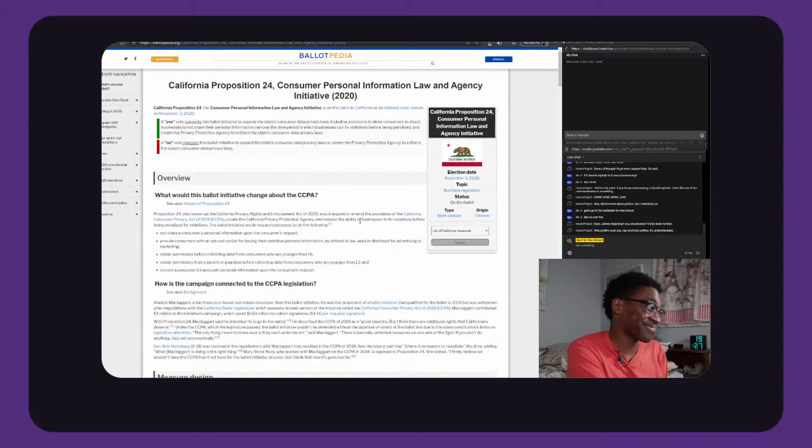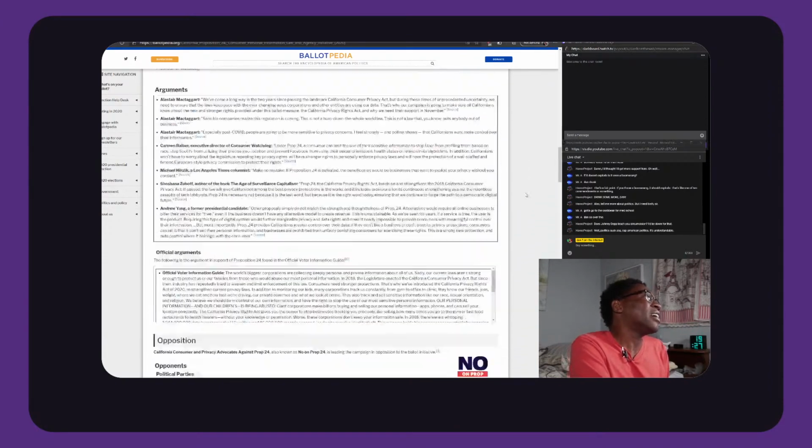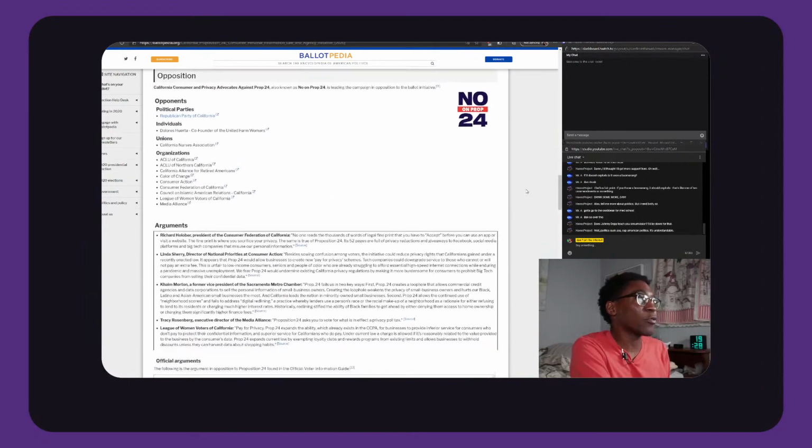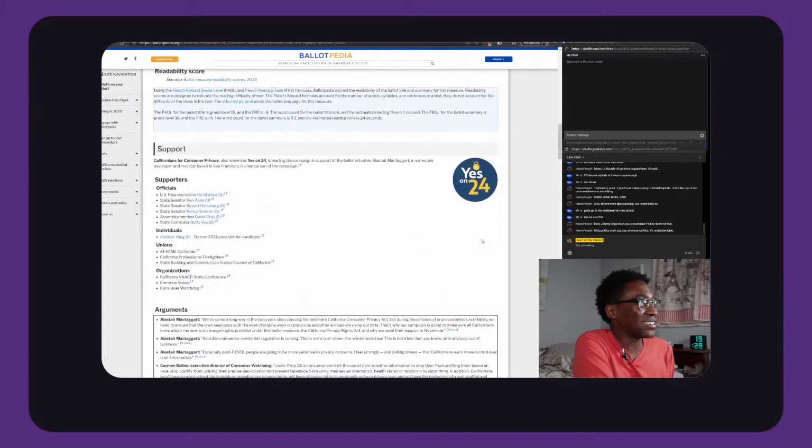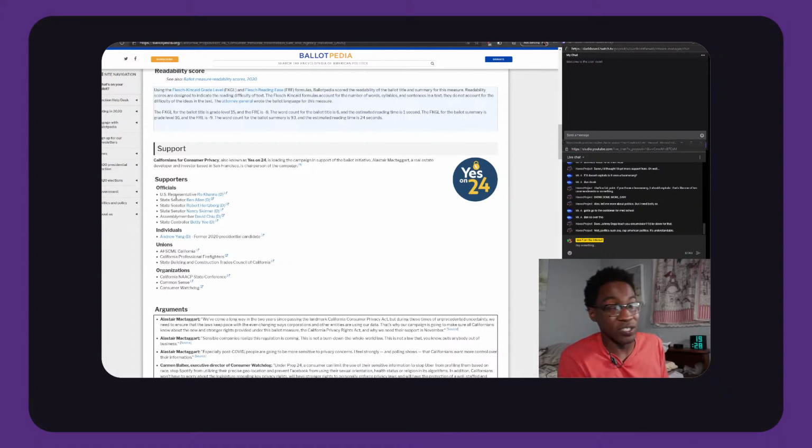But now, this is a messy one. In opposition, you have the Republican Party, the ACLU, the California Nurses Association, and in support you have Andrew Yang, California Professional Firefighters, U.S. Representative Ro Khanna, who is a pretty progressive legislator, and Nancy Skinner, also very popular legislators in Northern California and very liked in the Democratic Party. So it's really interesting.